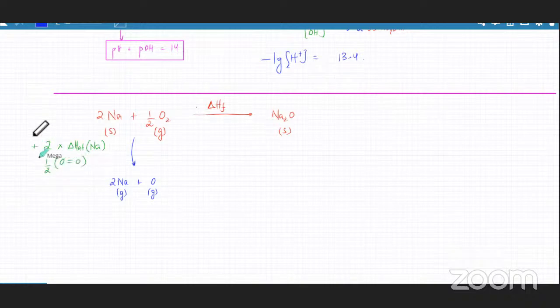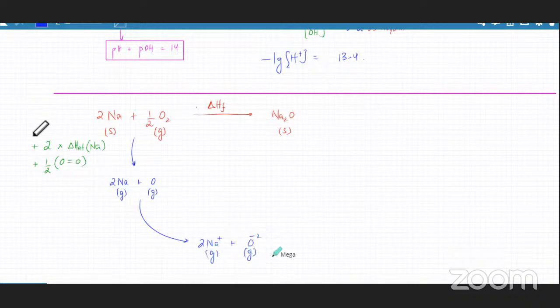And all of this would be endothermic. Why? Because you're breaking the bonds. So once the bonds are broken, the next step is to ionize the substances. So you want sodium to lose electrons, become Na plus 1, and you want oxygen to gain the 2 electrons to form O minus 2.